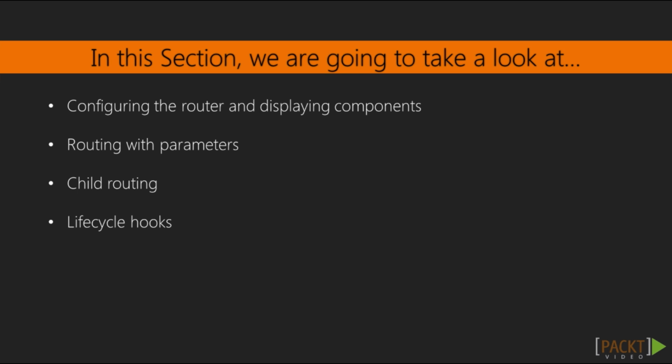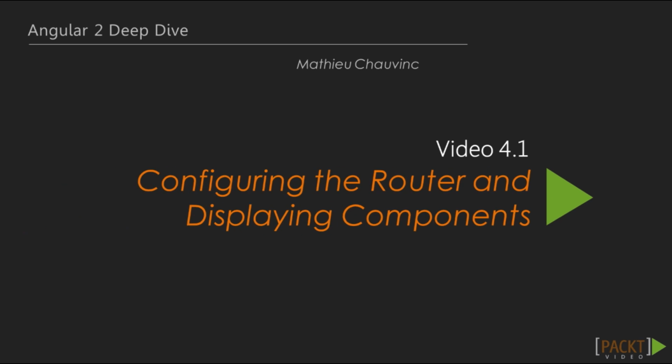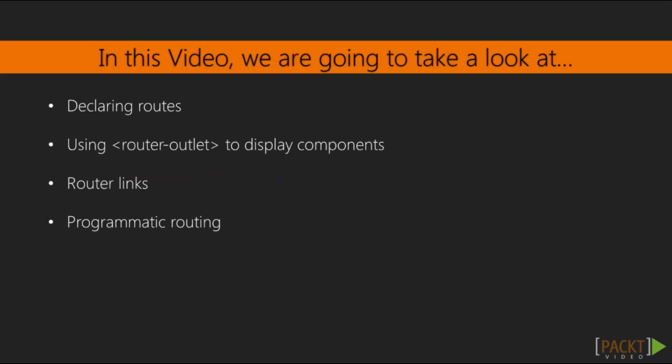In this first video, we'll start by declaring routes on our app component, and each route will have a corresponding component that it needs to display, which we'll do using the router outlet. Once routes are defined, we'll learn to enable the navigation either via simple links using the router link directive, or programmatically in our settings component using the router itself.